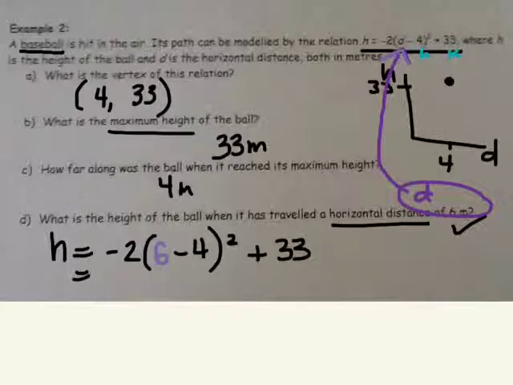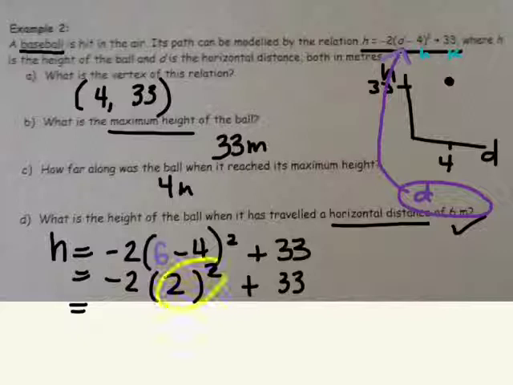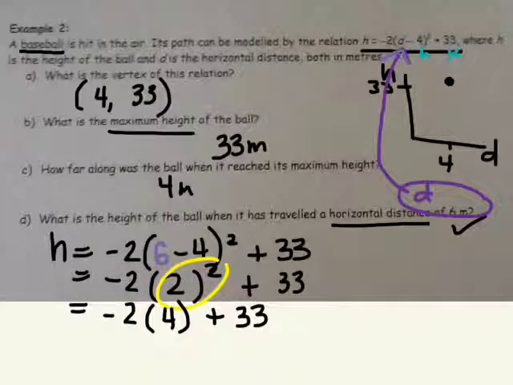Again, BEDMAS. What comes first? Brackets. So I have my -2 outside the bracket. 6 take away 4, 2 squared, good, plus 33. Now what? Am I going to do -2 times 2? No, I have to do my exponents. So I still have this -2. A lot of people mess this up sometimes. 2 squared is 4, good, plus 33.